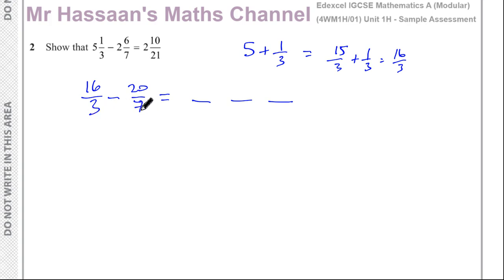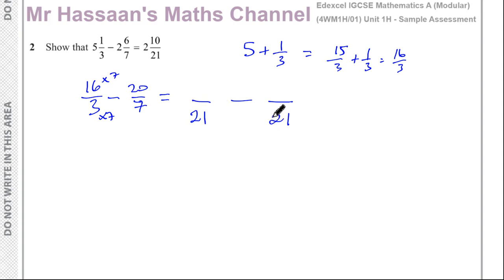Because if you go through the timetable of 7, 14, 21, that's the number that 3 goes into. It doesn't go into 7, it doesn't go into 14. So we're going to put 21 here and 21 there. When you're trying to find the LCM, always start with the bigger number and go through its multiples to get to the LCM in the quickest way. And then we say to ourselves, okay, 3 has to become 21. Well, that's by multiplying it by 7. So I have to multiply the numerator also by 7. So we have 16 times 7.